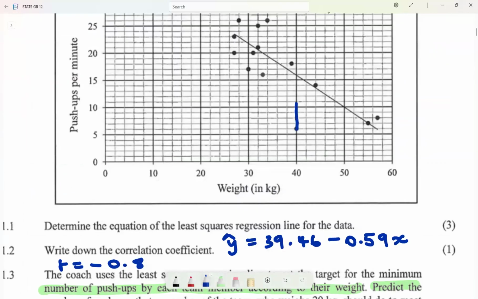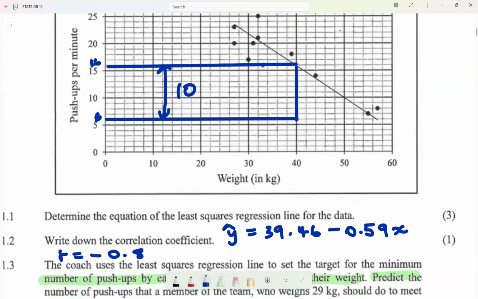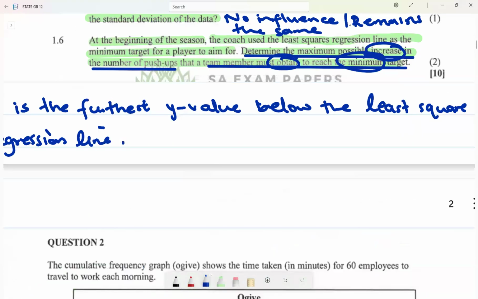If we're using our graph here, we expect this particular person to be doing how many push-ups? Let's check. We expected this particular person to be doing at least 16 push-ups, but he managed to do 6. So what is the increase thereof? The increase from 6 to 16 is 10. So the maximum increase, it will be what?